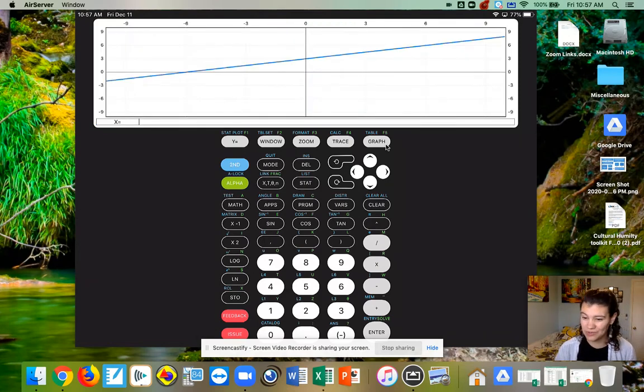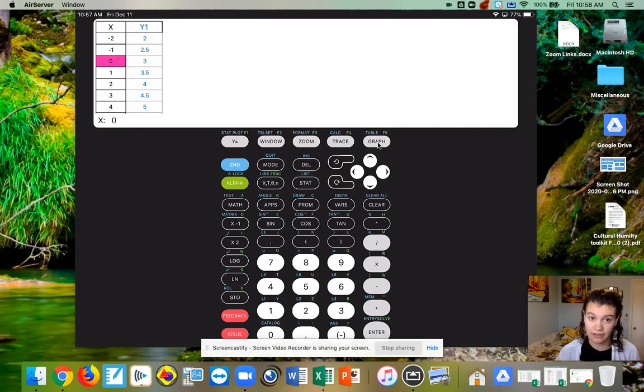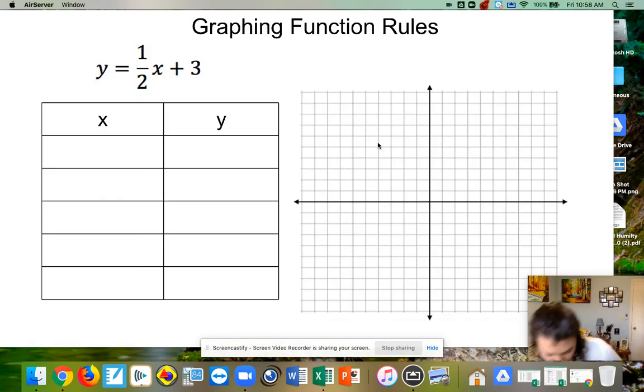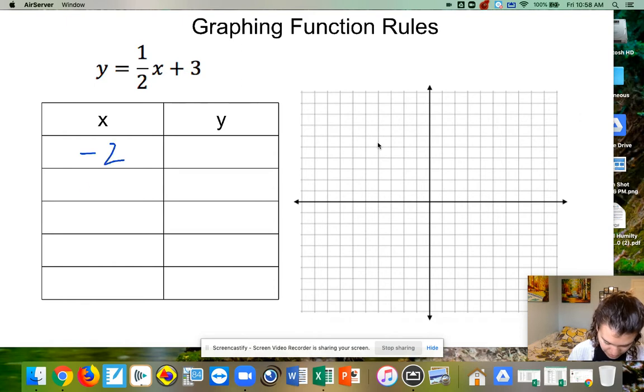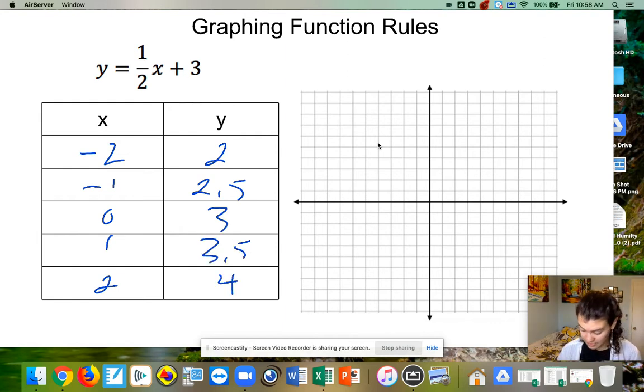You want to figure out what are the actual points to graph it. You can hit this blue button right there, hit second, and then graph again, and it will give you your table. So instead of having to figure out the values yourself, you can look at the table and then graph it. So I'm going to go back and write these down. So if we do -2, -1, 0, 1, 2, you get 2, 2.5, 3, 3.5, and 4. And then you can use these to graph it. So at -2, you're at 2, etc. And you get this graph.